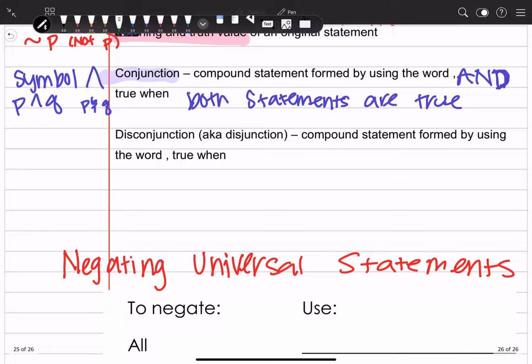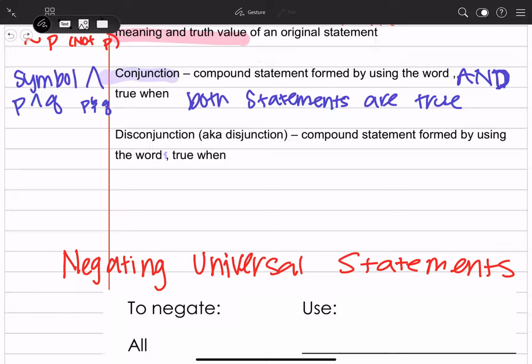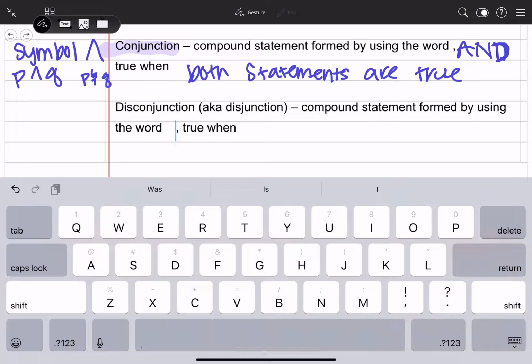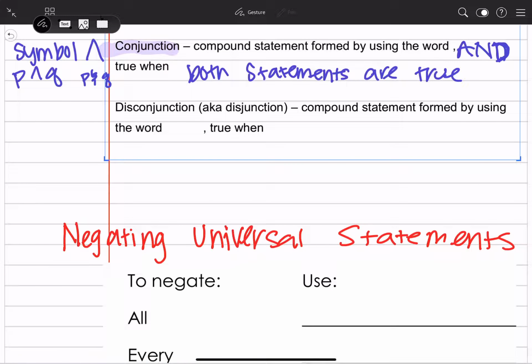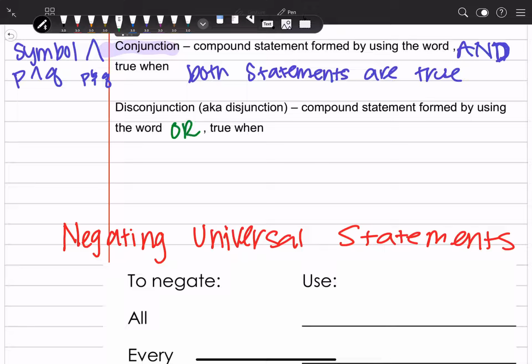And then we've got disjunction, okay? You can see it as disconjunction sometimes. I will be referring to it as disjunction and disconjunction. People just trying to be extra there. All right, now this is a compound statement formed by using the word "or," and it's true when either or both are true.